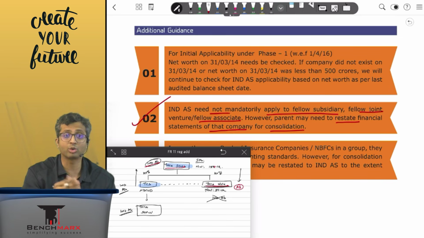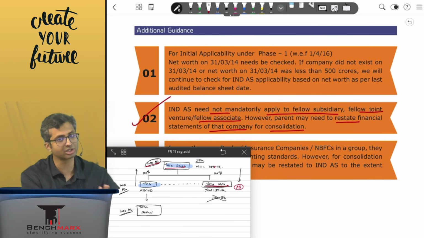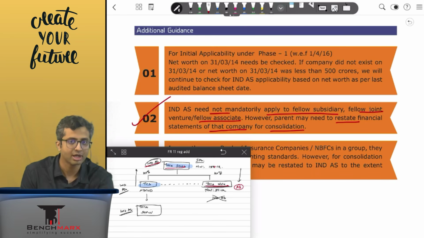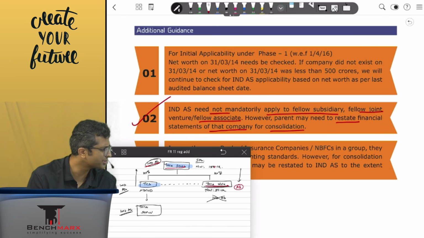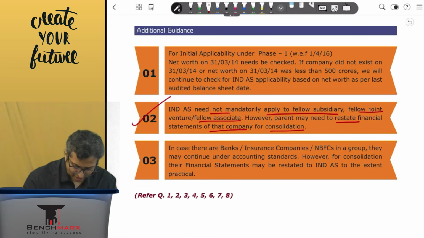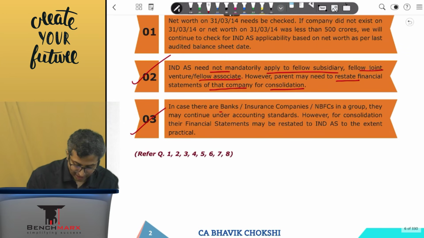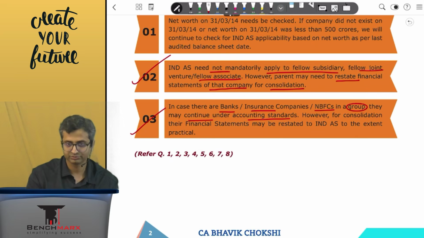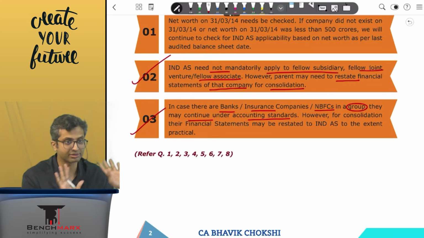As a student you have to answer based on the legal position, and legal position Tata New is not mandatorily required to follow Ind AS. Are we clear with this? Everyone, any problems here? No. Okay. And the next one, in case there are banks, insurance companies or NBFCs in a group, they may continue under their accounting standards. Separate application.